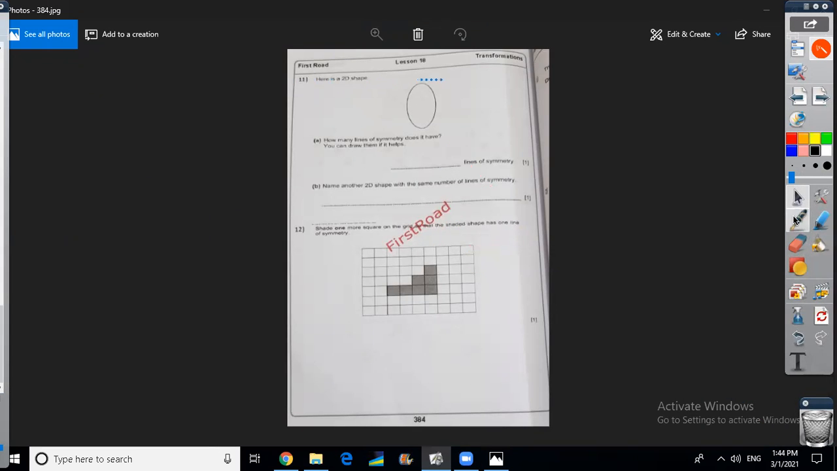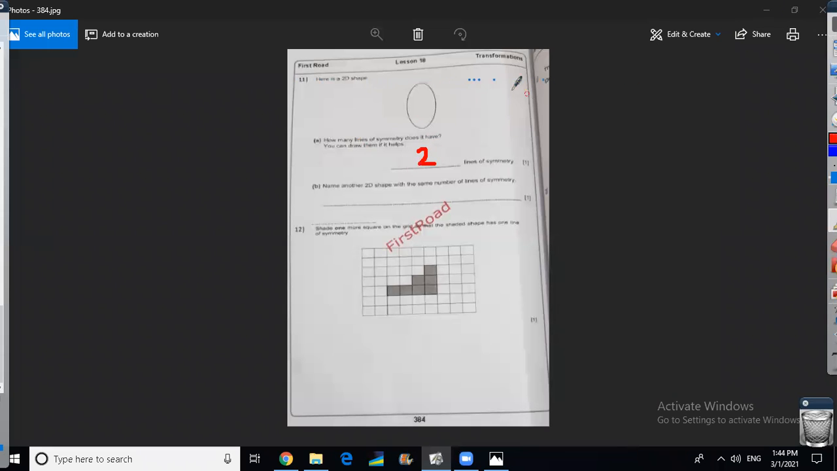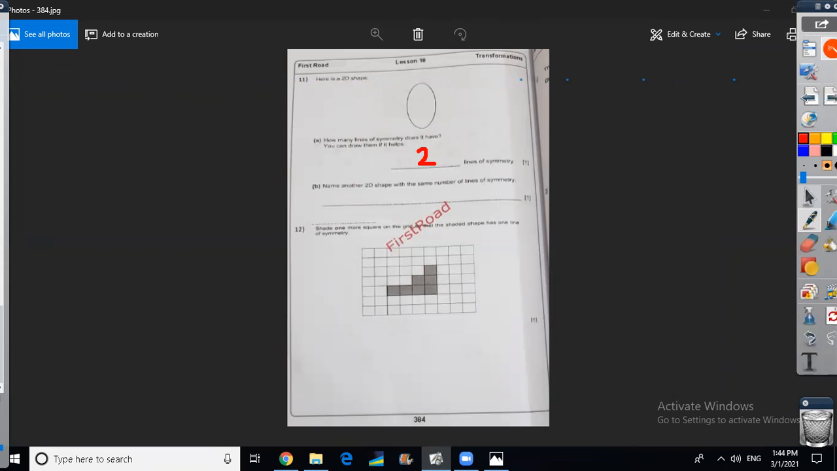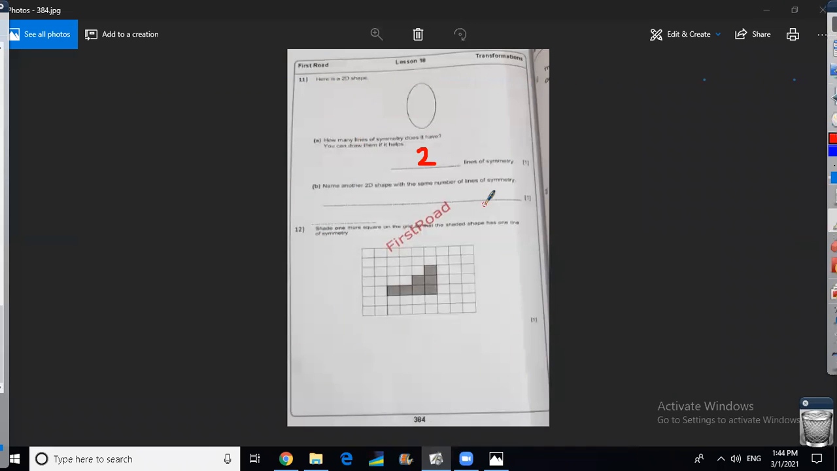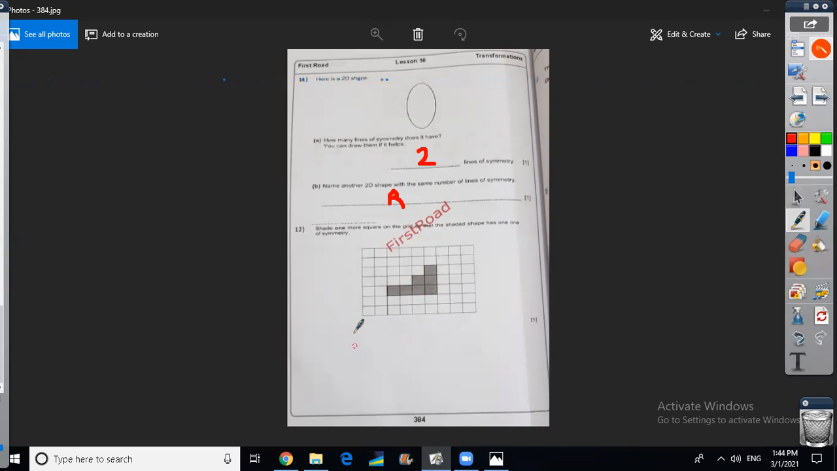How many lines of symmetry does an oval have? They have 2 lines of symmetry. All right, what about this, B? Name another 2D shape with the same number of lines of symmetry. It is rectangle. So you should write here, rectangle has 2 lines of symmetry, okay? The rhombus also has 2 lines of symmetry. So you can write either rectangle or rhombus. All right, what else is there?